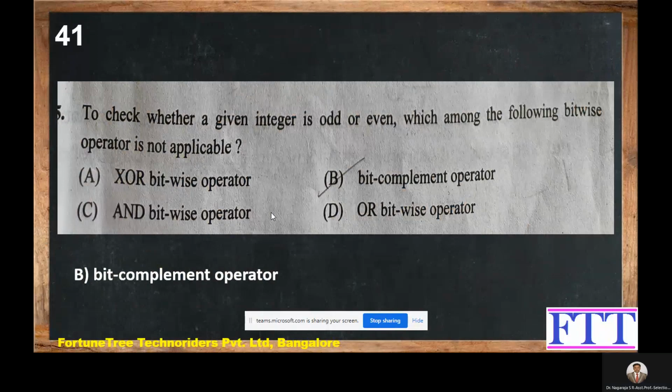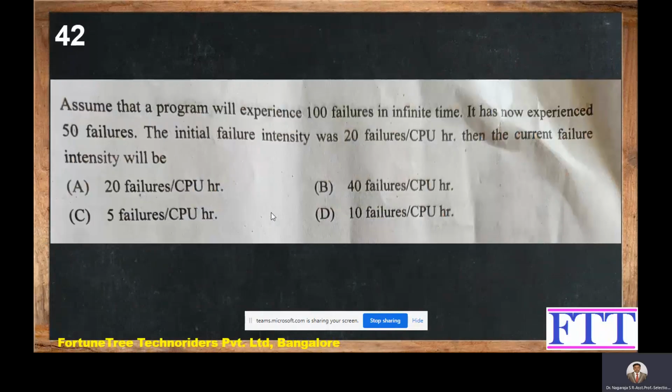42nd question. Assume that a program will experience 100 failures in infinite time. It has now experienced 50 failures.